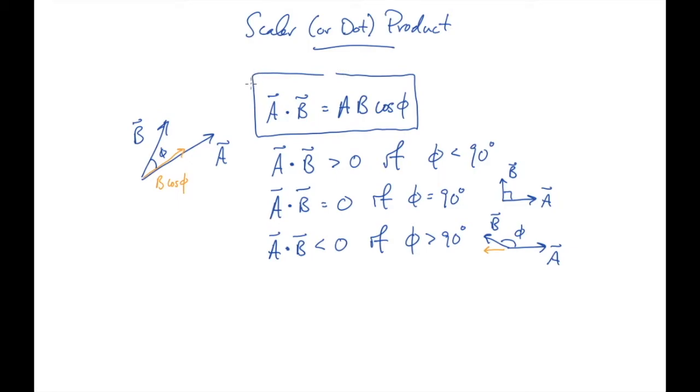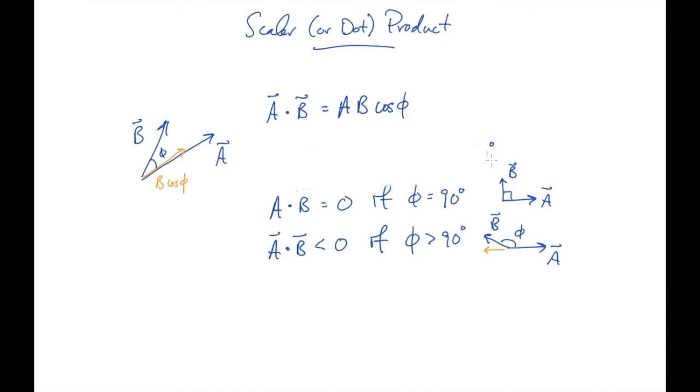When you want to calculate the dot product, you can use this definition if you know the magnitudes of the two vectors and the angle between them. But sometimes you don't know that. Sometimes what you know instead are the components of the vector. Let me erase this box and some of this other stuff, and I'll show you what I'm talking about. So let me get rid of this.